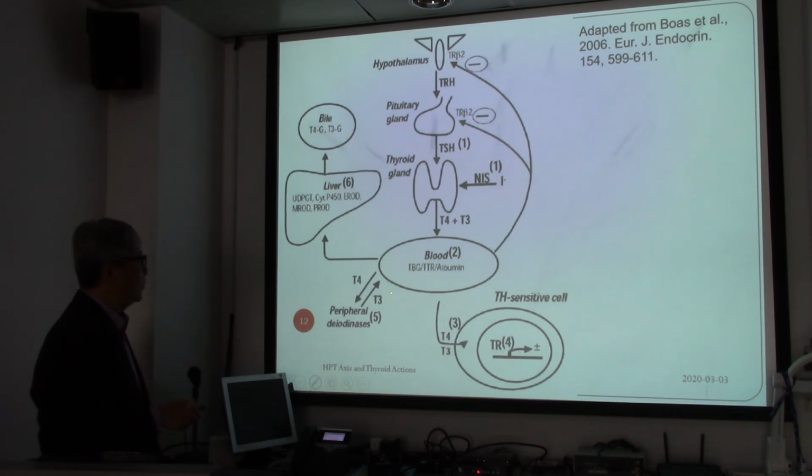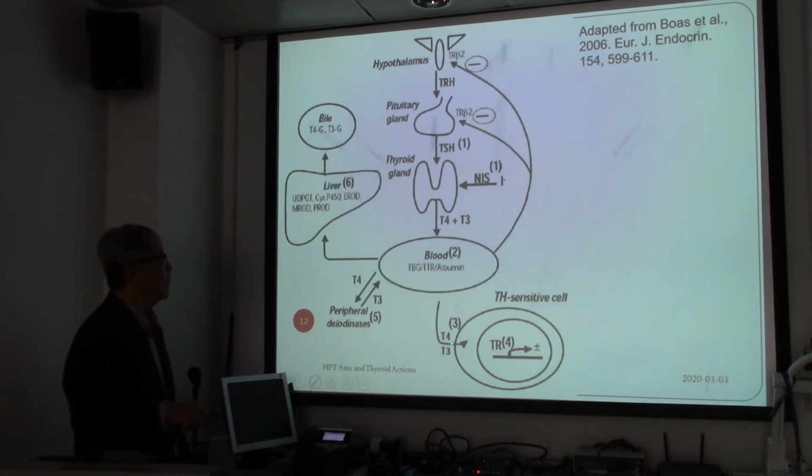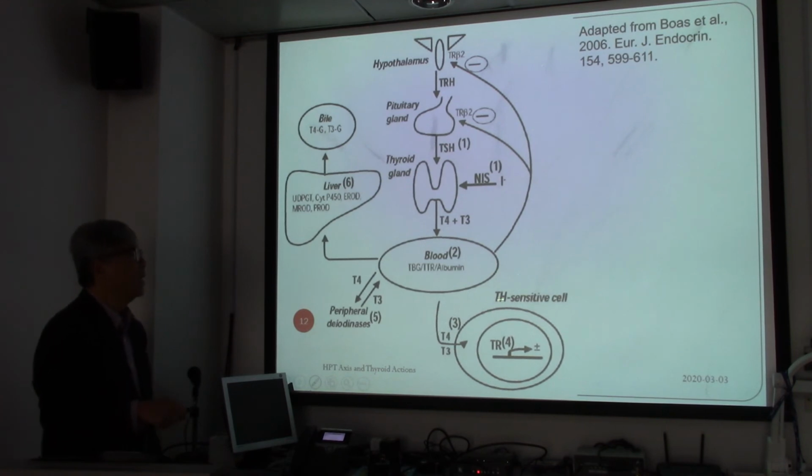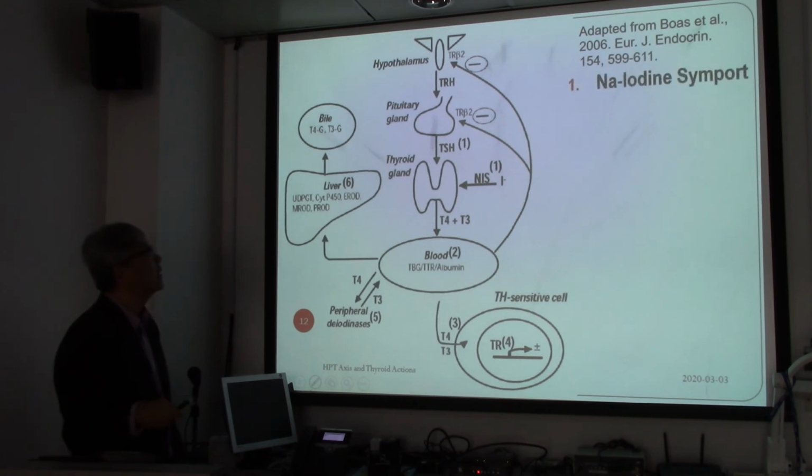Same thing is true here in the target tissues. In peripheral tissues, we have deiodinases that convert T4 to T3, and then T4 and T3 go into the thyroid hormone sensitive cells, or the target cells. And then these are the steps. Pay attention to this slide. We have 1, 2, 3, 4, 5, 6. So this is the summary.